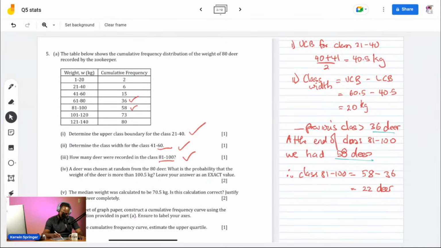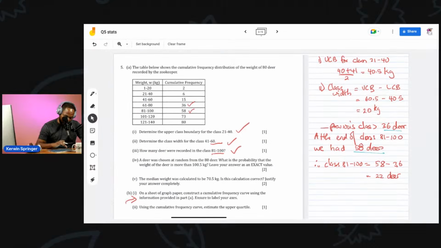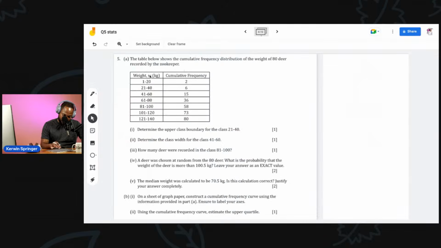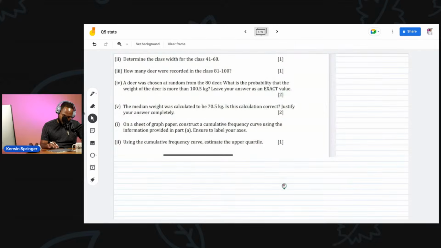Number 4, too much talk. Let me see if we can get number 4 done fast. Number 4 on sheet 4. A day was chosen at random from the 80 days. What was the probability that the weight of the day is more than 105? Leave your answer in exact value.